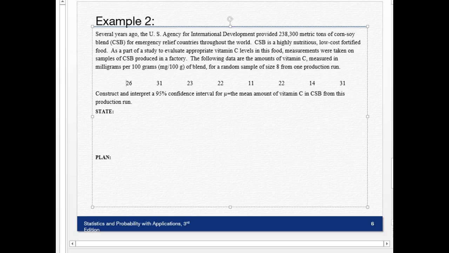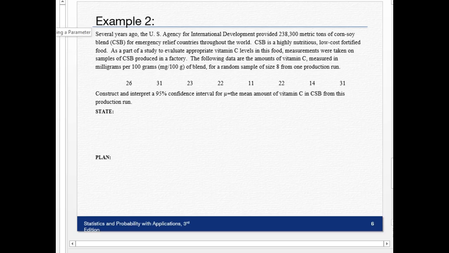As a result of a study to evaluate appropriate vitamin C levels in this food, measurements were taken on samples of CSB produced in a factory. The following data are the amounts of vitamin C measured in milligrams per 100 grams of blend for a random sample of size 8 from one population run. Construct and interpret a 95% confidence interval for mu, the mean amount of vitamin C in CSB from the production run. All right, so we have a very small sample size.